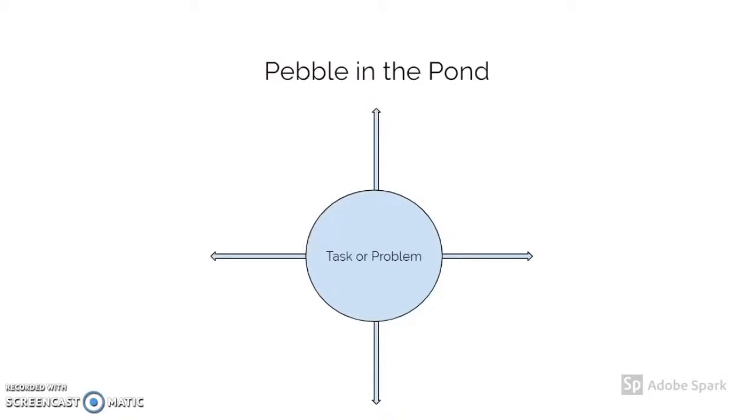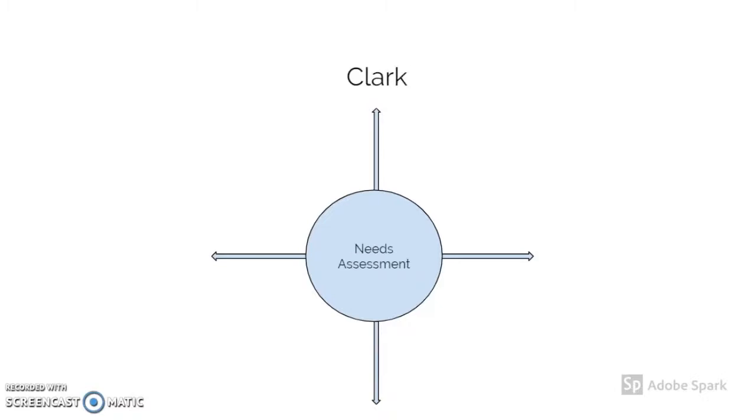In making connections with Merrill's Pebble in the Pond model to other models we've looked at so far, it's interesting to consider the varying central starting points from which each model begins. Merrill's Pebble in the Pond model begins with a task or problem. Clark begins her process with a needs assessment that asks who needs training and on what.